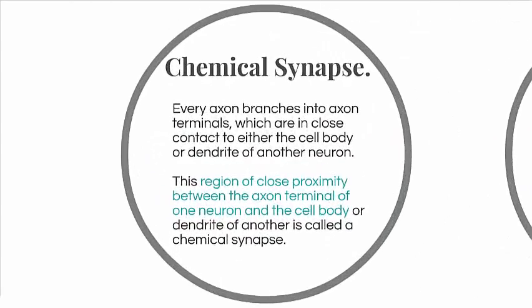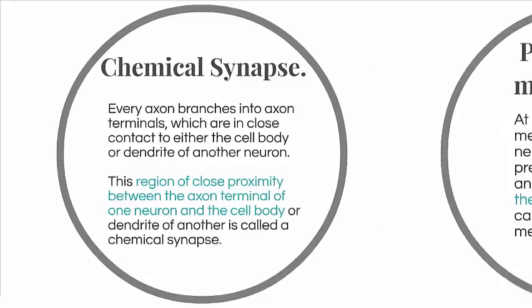Chemical synapse. Every axon branches into many swollen endings called axon terminals, which are in close contact to either the cell body or dendrite of another neuron. This region of close proximity between the axon terminal of one neuron and the cell body or dendrite of another is called a chemical synapse.